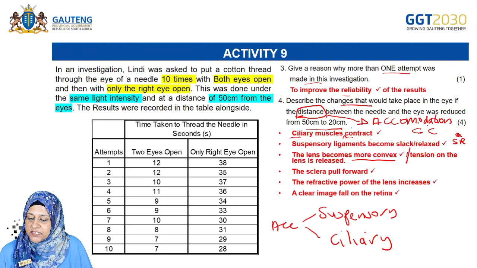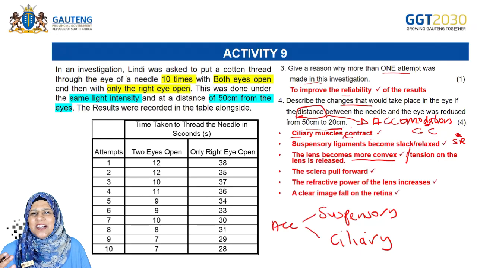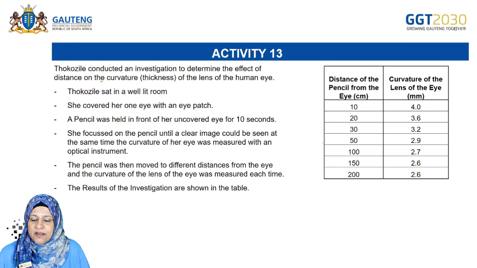And because it's accommodation, D for distance, accommodation also has the D. This is just a small tip to remind you how to differentiate between the pupillary mechanism and accommodation. Right, we're looking at one more question, question 3, another activity here.